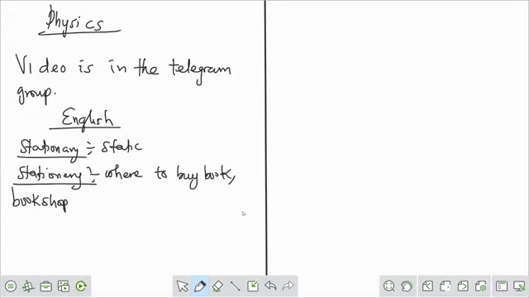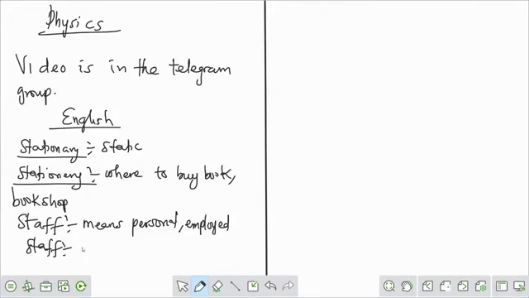Now let's go to another word. We have what we call staff. Two types of staff, the same spelling. Staff means personnel, that is a person working in a place, a person that is employed. Another staff means a group of army. So that's another meaning for staff.